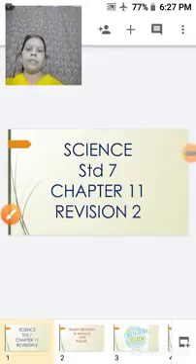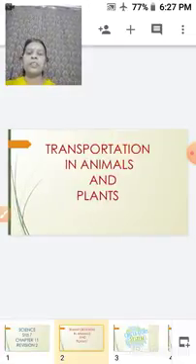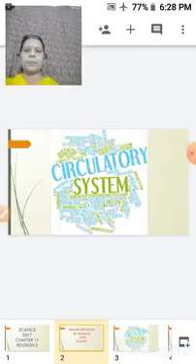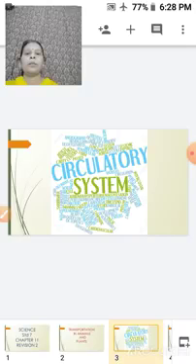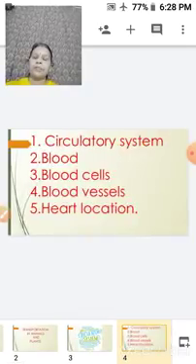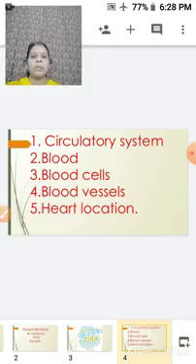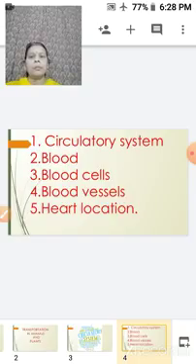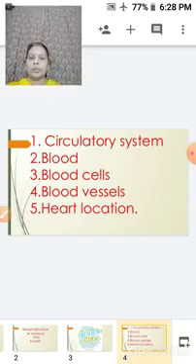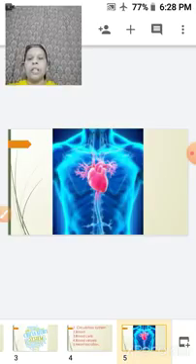Children, we have started with revision 2, chapter 11, transportation in animals and plants. Today, children, we will start with the circulatory system. We have already done the circulatory system, in which we studied the blood cells and blood vessels, that is, arteries, veins, and capillaries, and then we studied the heart's location and some topics of its structure. So today we'll go into detail with the functioning of the heart.